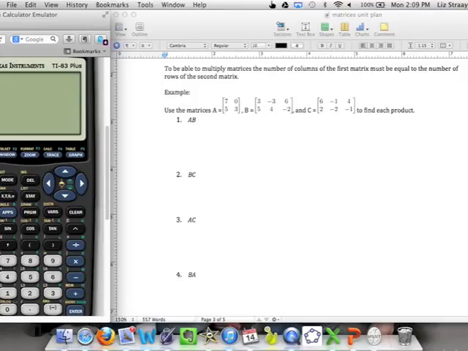We're going to go second, matrix. And what I want to do is matrix A. So I'm going to choose matrix A by pressing enter.